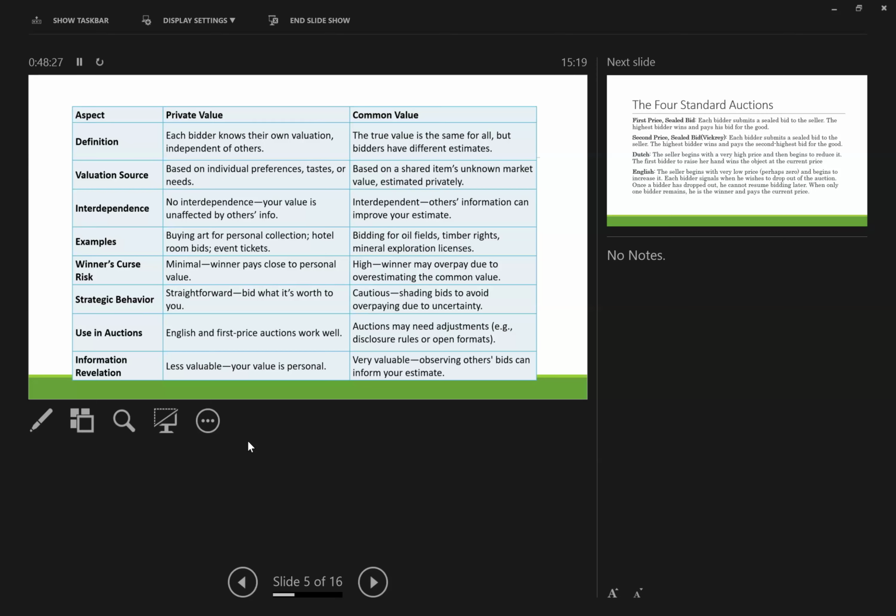Okay. So I think we can proceed from here. So now let's look at the 4 standard auctions, the types of auctions that we have.